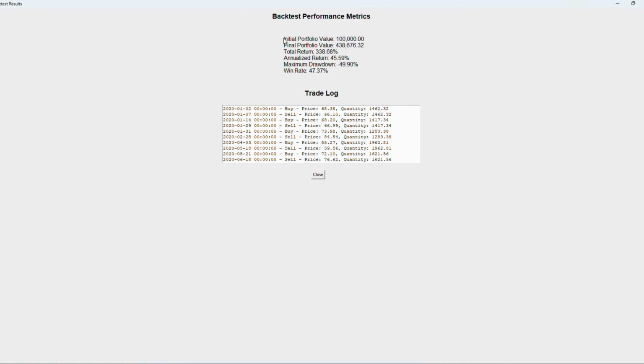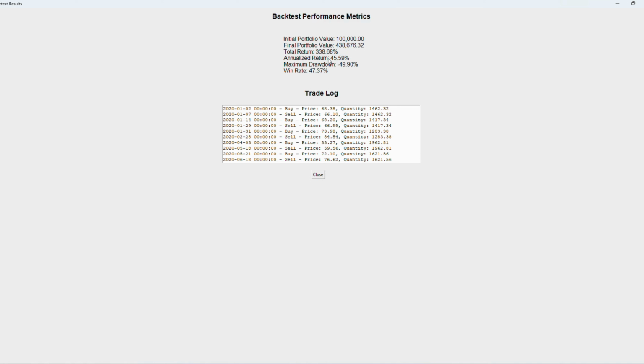Let's see the backtest performance breakdown for the stock BSOFT.NS using a MACD-based trading strategy. The initial portfolio value was 100,000 Indian rupees. After running the strategy over the historical data, the final portfolio value grew to 438,676.41 Indian rupees. This translates to a total return of 338.68%, which is an impressive compounding over the backtest period.